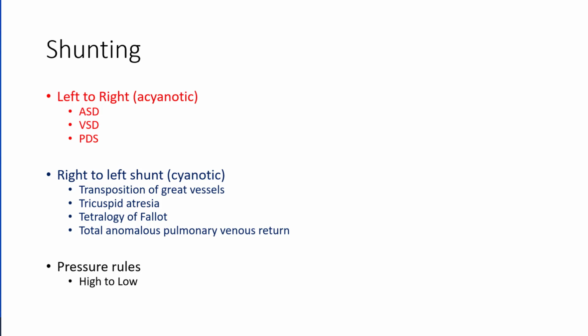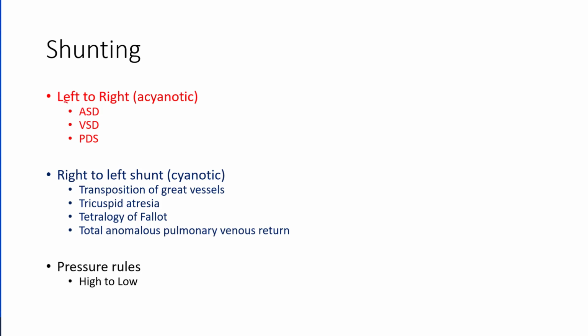So what causes the presence or the appearance of cyanosis or acyanosis in kids is the formation of the shunt and the direction of where that shunt is going. So a left to right shunt is a defect where we have oxygenated blood that's going into the periphery and maybe spilling into the right circuit.